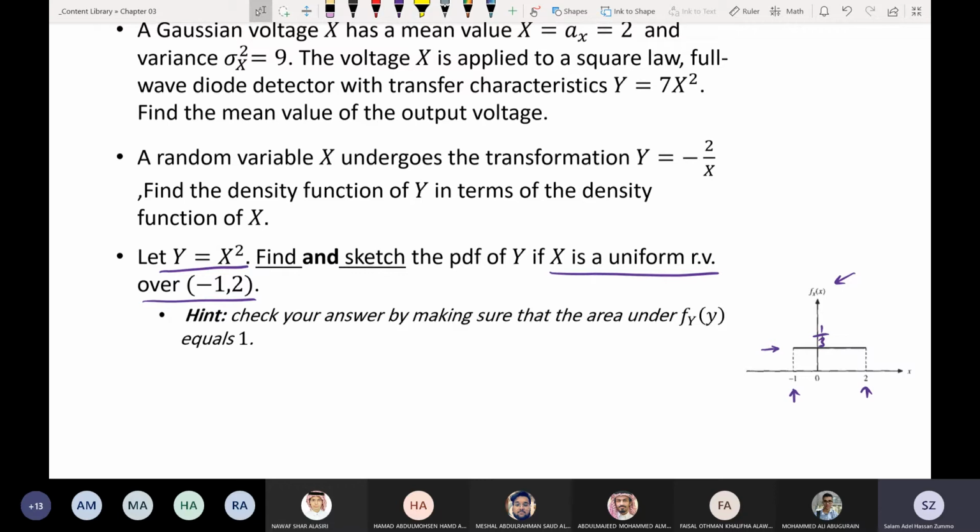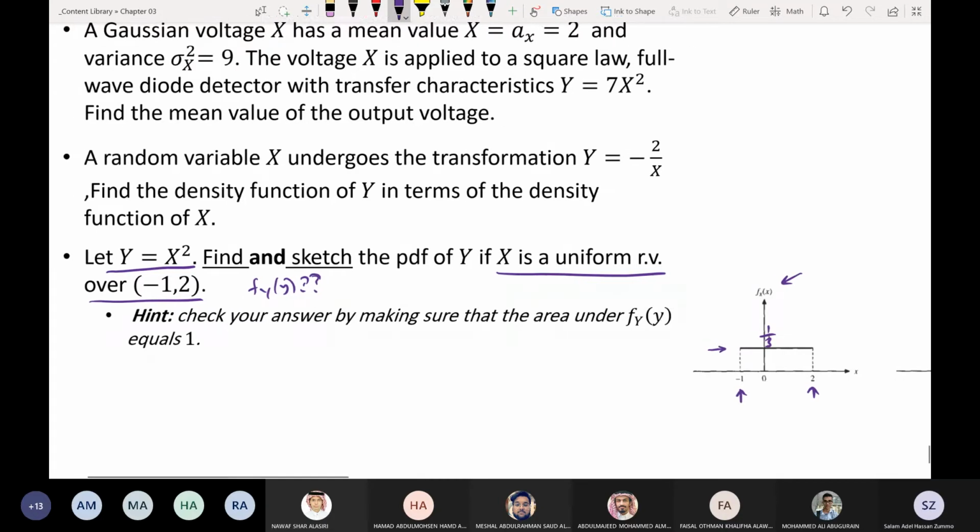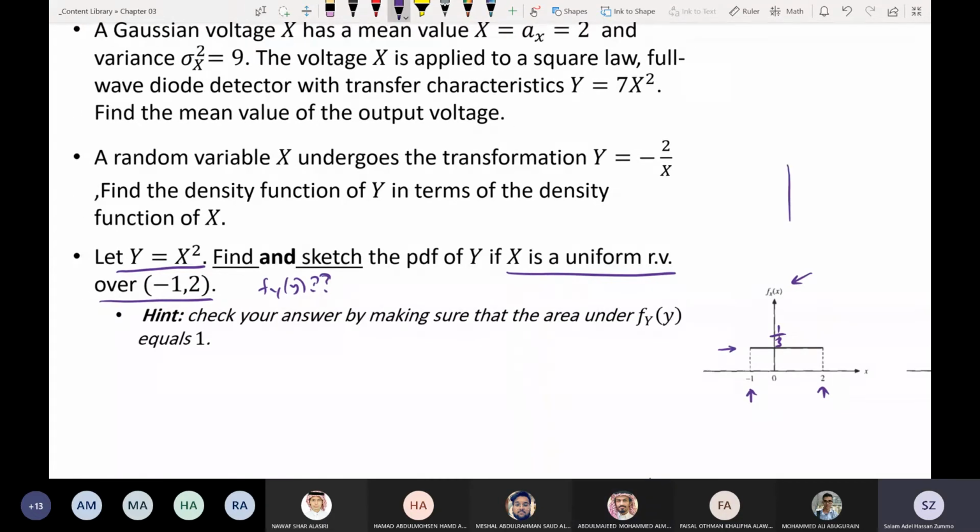So now how do we find the PDF of y? I'm interested in the PDF of y. What do we do? Is this monotonic or non-monotonic? In order to know whether it is monotonic or not, we need to sketch y equals x squared, looking at it between -1 and 2. So y at -1 is equal to 1.